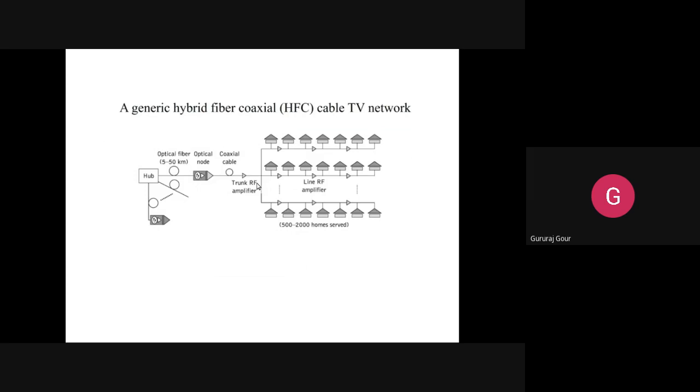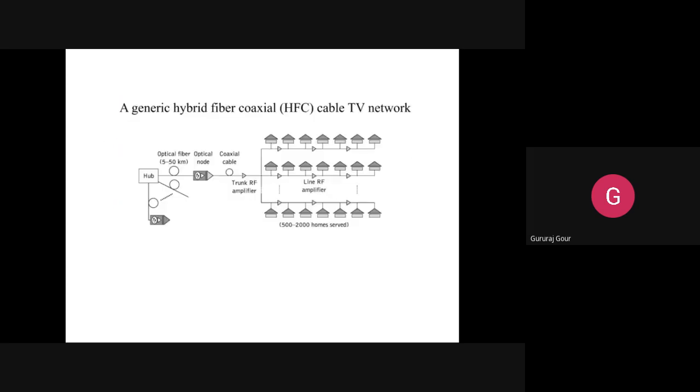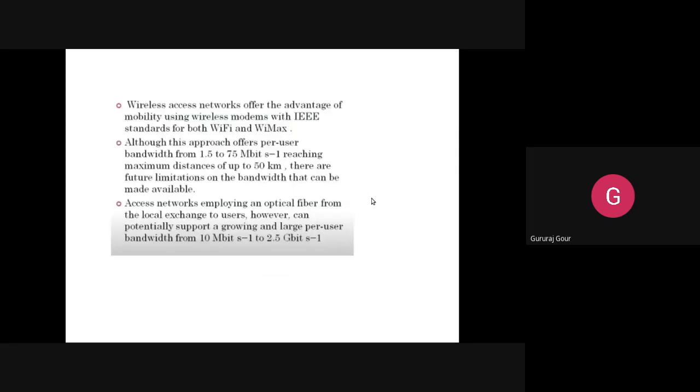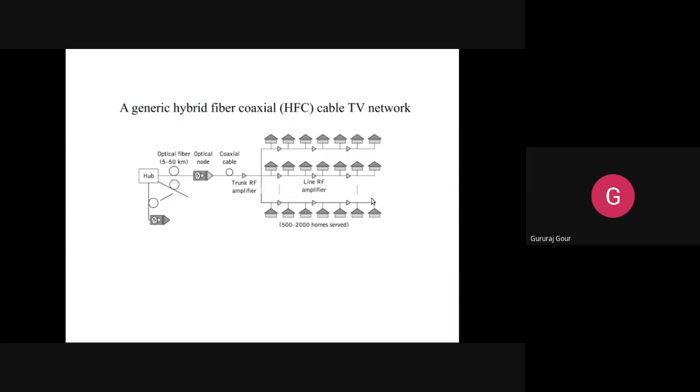Another example of an access network is the cable TV that you are observing. This one is an example that you have observed under access network, which is used to provide call communication among the end users, telecommunication. This is another example of the access network, which is going to be used to provide the cable connection.